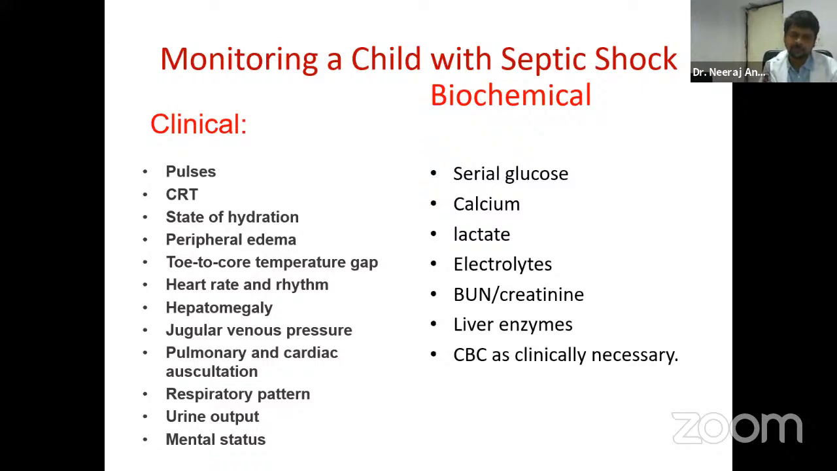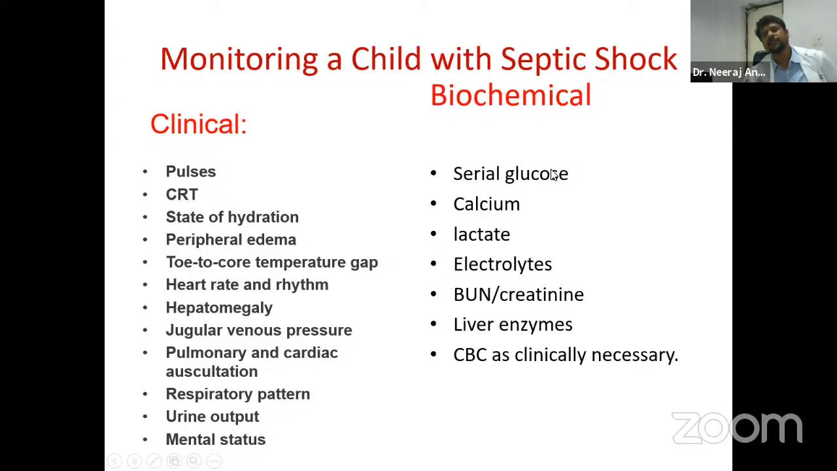We have to do pulmonary and cardiac auscultation. Pulmonary auscultation is important. In case of cardiogenic shock or fluid overload, the patient may have bilateral crepts. Respiratory pattern: whether there is effortless tachypnea or increased work of breathing. Urine output: we have to look for whether we have achieved normal urine output or not. Mental status of the patient has to be monitored.